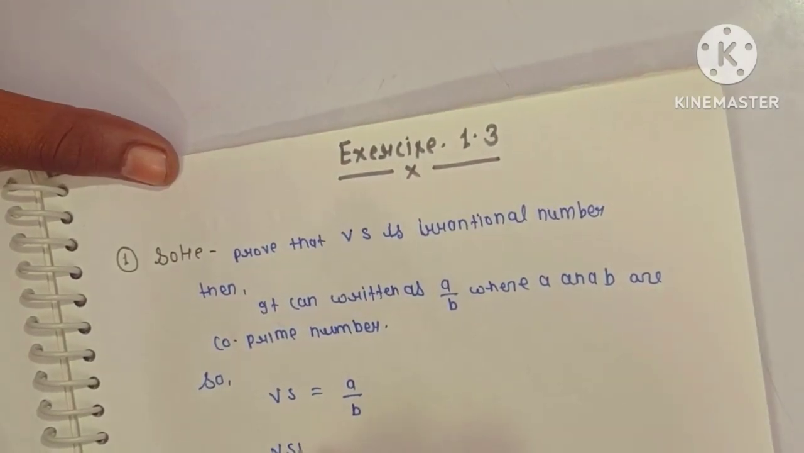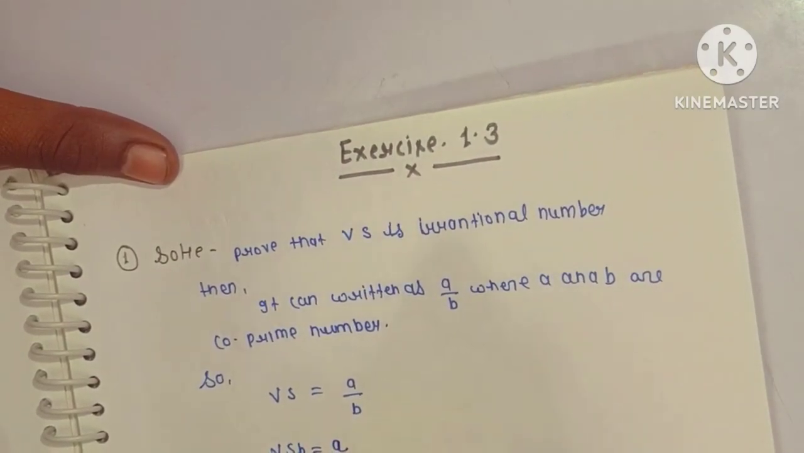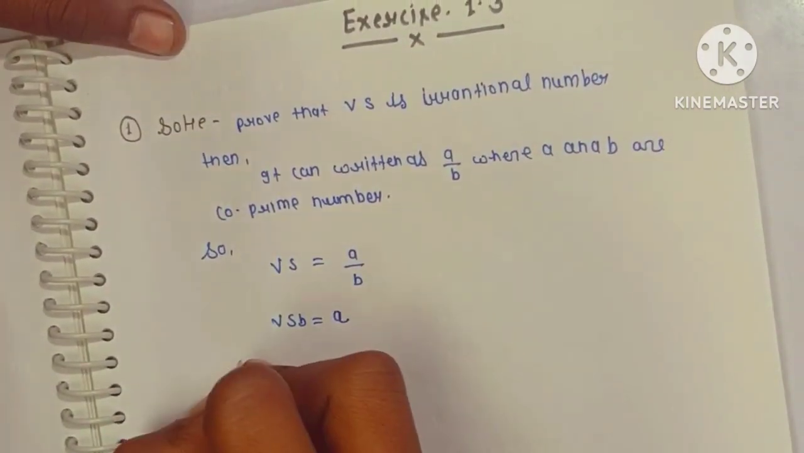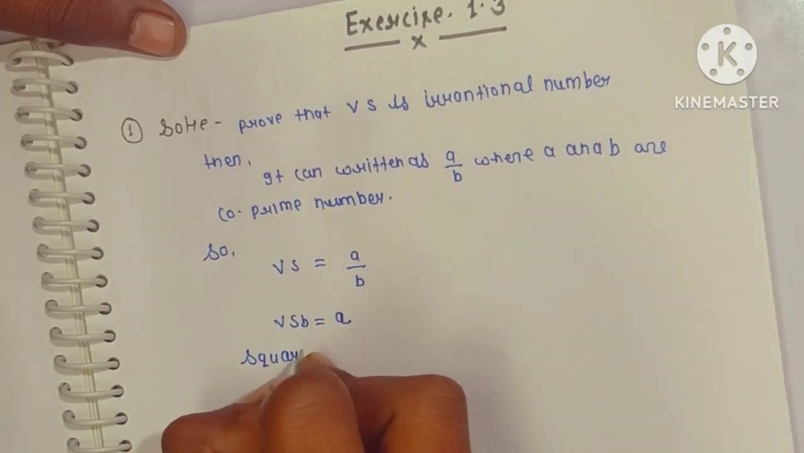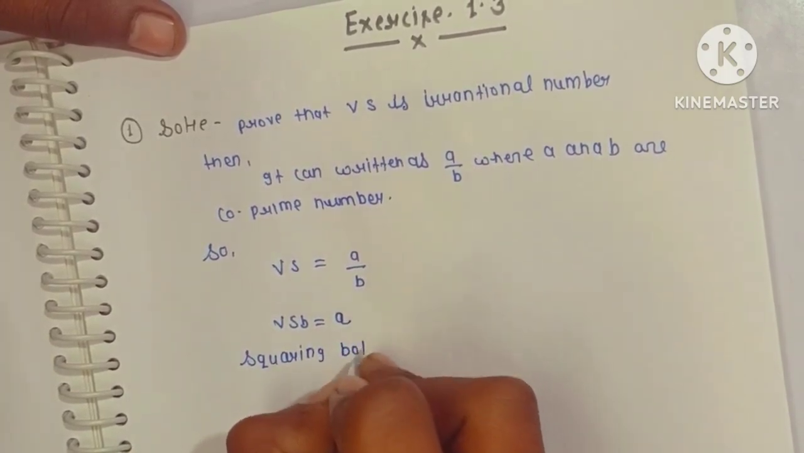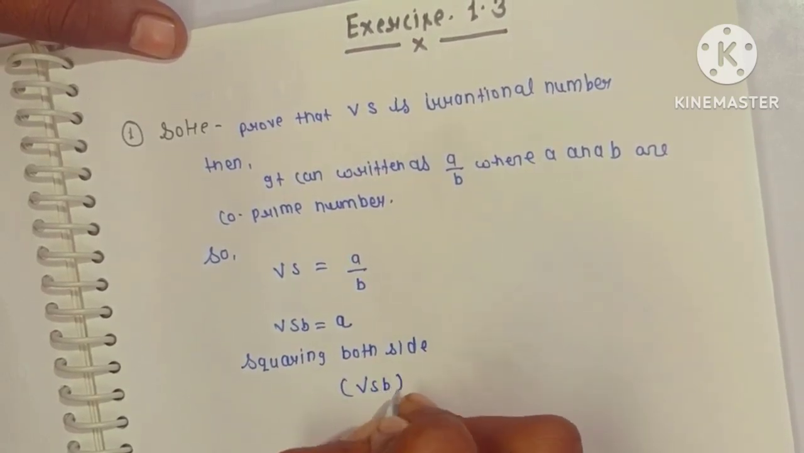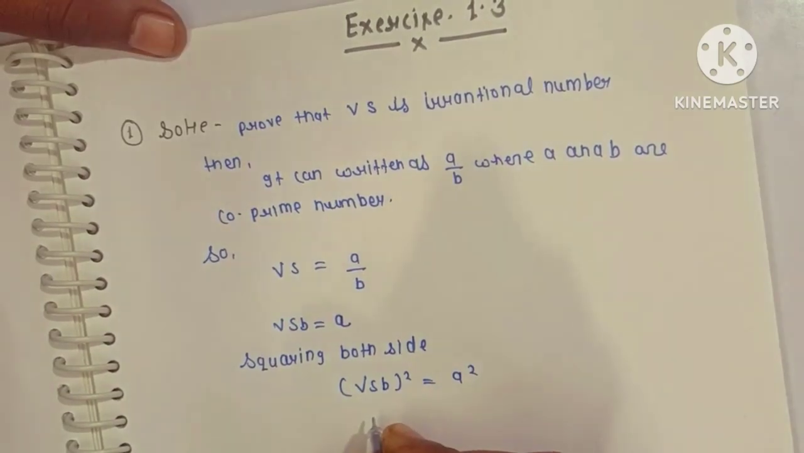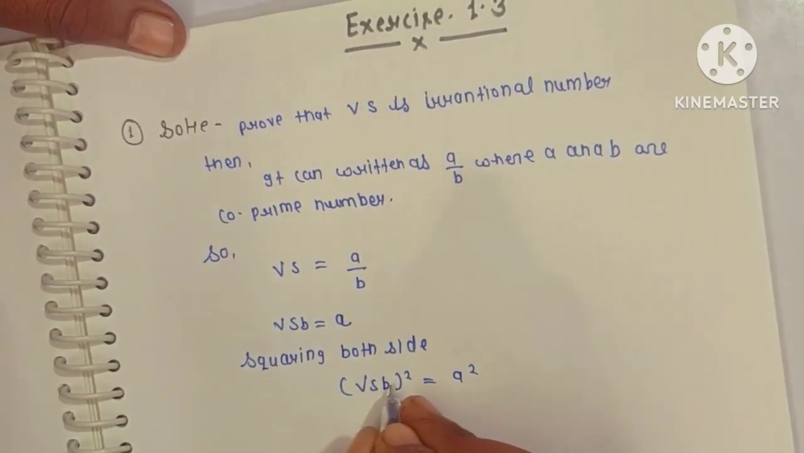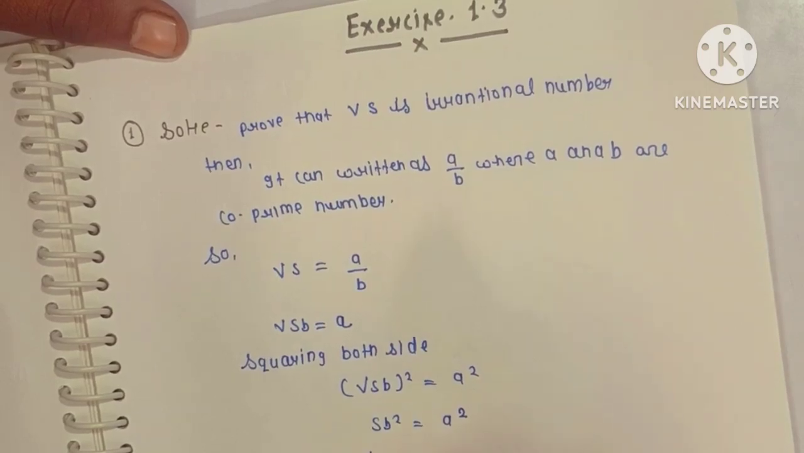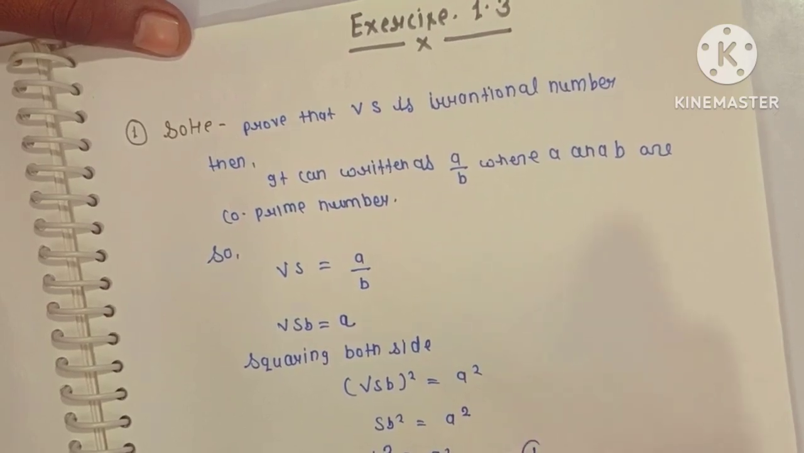Root 5 b is equal to a. Squaring both sides: (root 5 b) whole square is equal to a square. Root 5 squared cancels, so 5b square is equal to a square. Then b square is equal to a square upon 5, equation number 1.